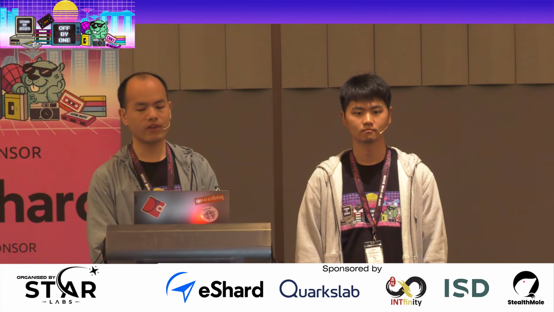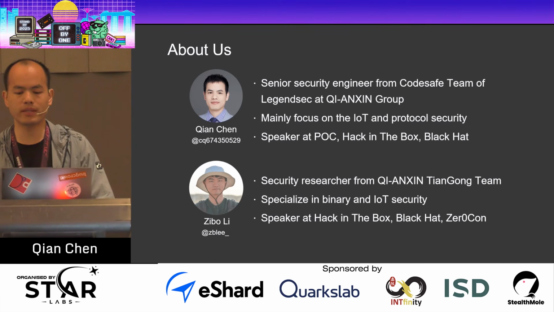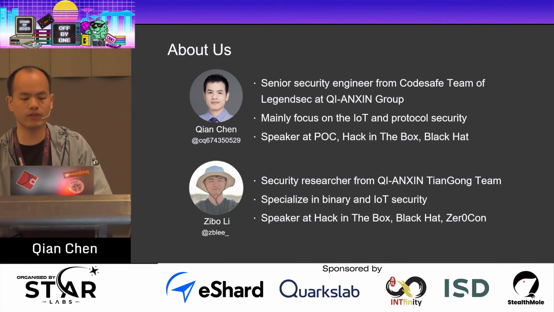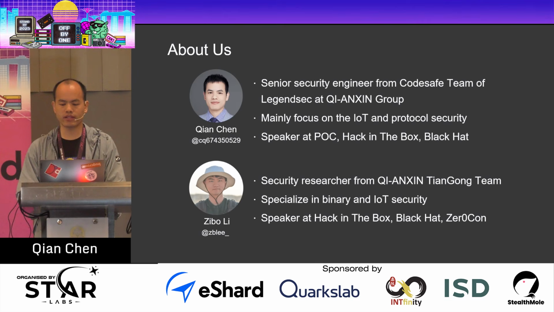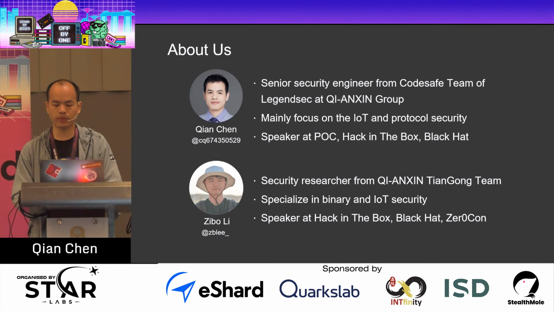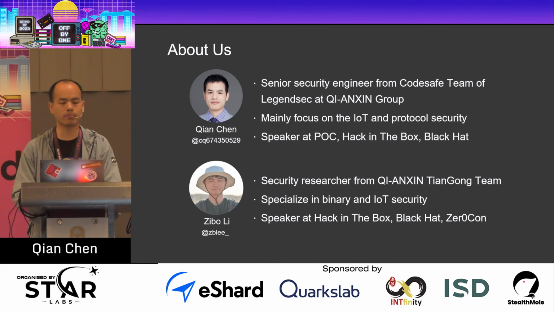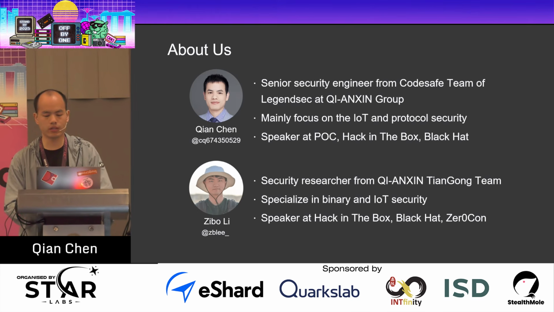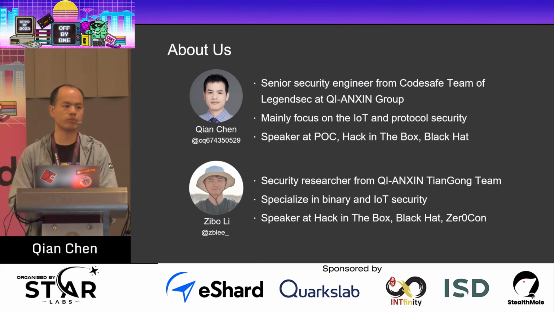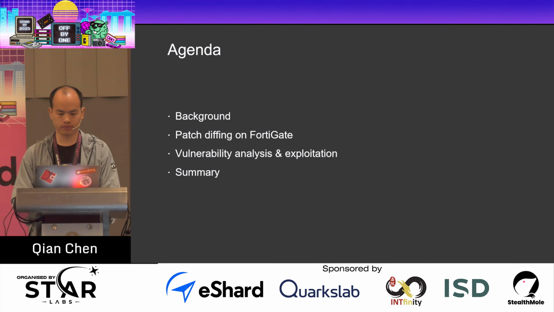Before we start, let me give a brief introduction to ourselves. We are from Qian, a cybersecurity company based in China. Currently, I primarily focus on IoT and protocol security, and have found multiple vulnerabilities in devices from Synology, MikroTik, Ubiquiti, Cisco, and so on. My colleague Zibo, on the other hand, specializes in binary and IoT security. He has reported multiple vulnerabilities to VMware and received acknowledgements for his contribution. We have also presented at conferences like POC, Hack in the Box, Black Hat, and ZeroCon before.